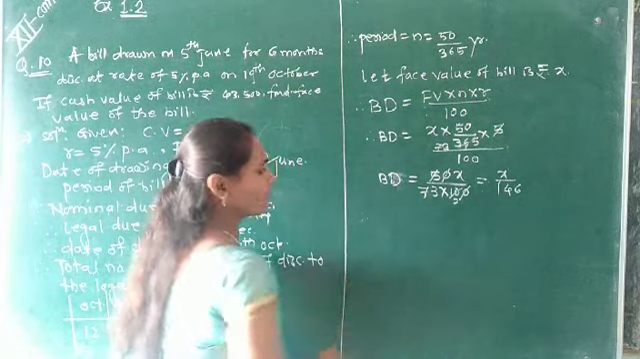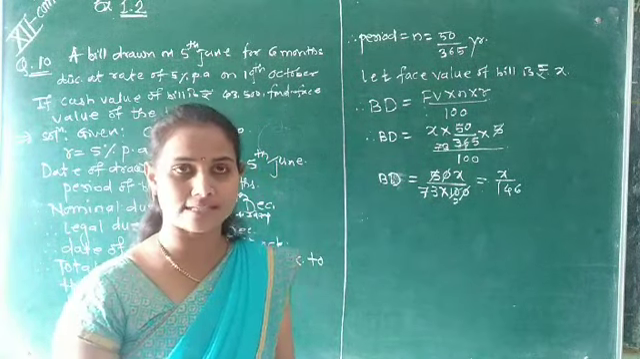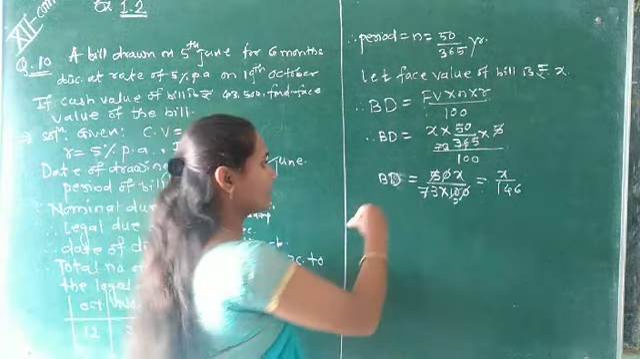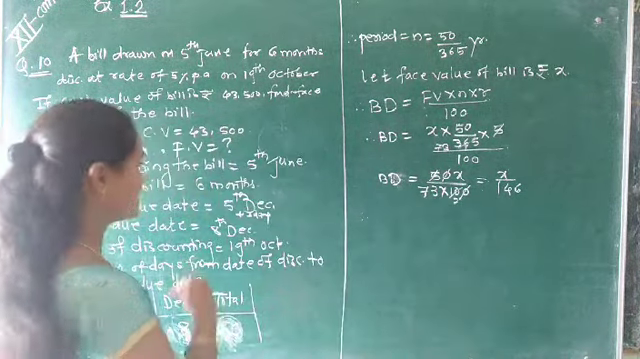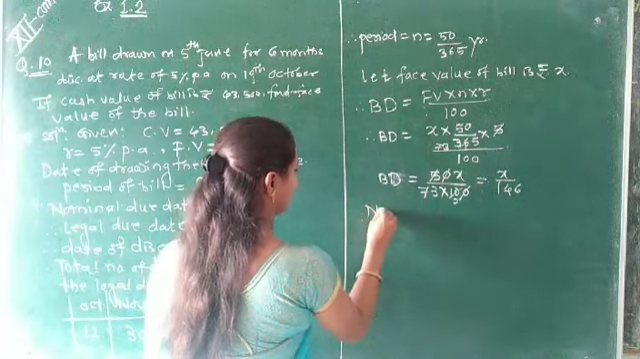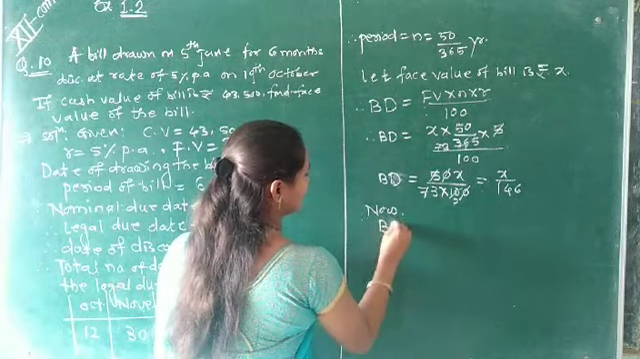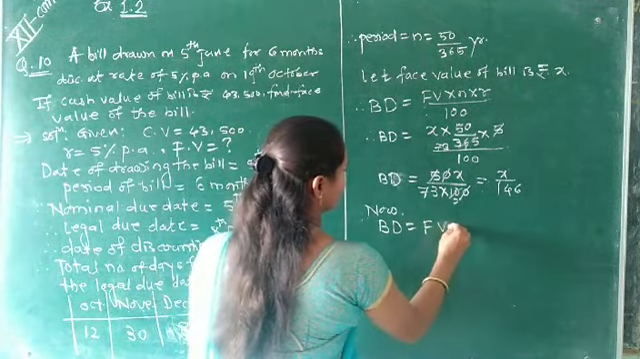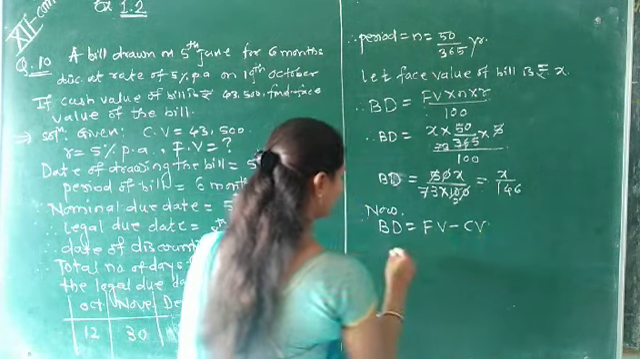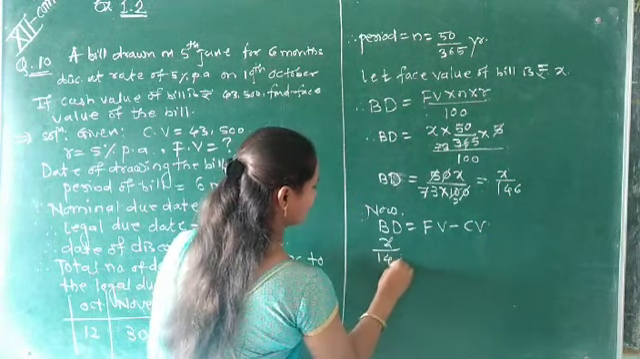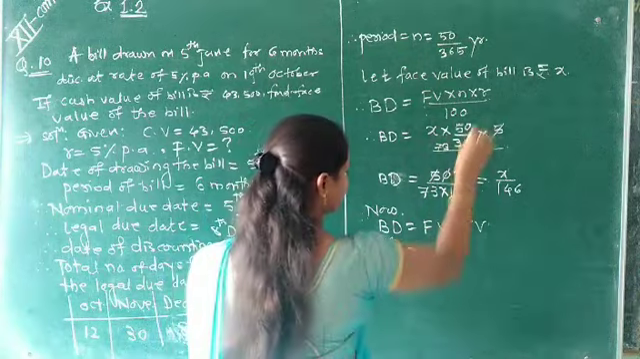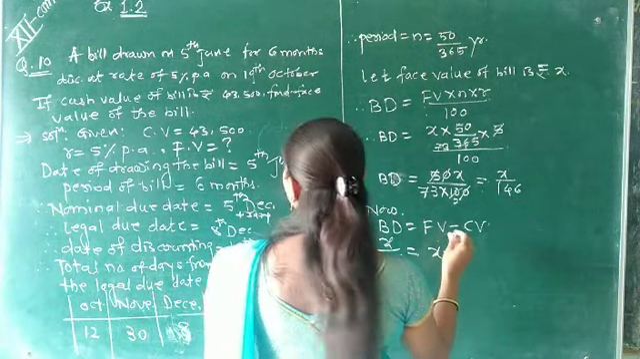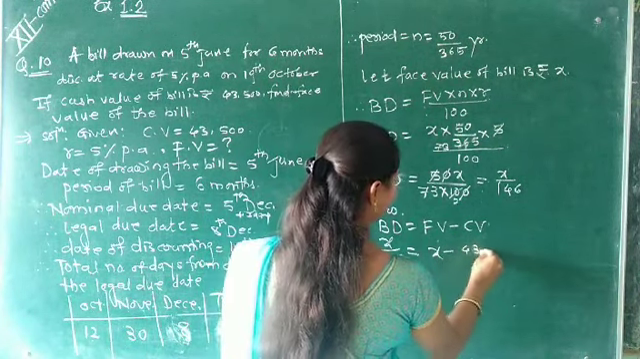Now we know the formula for BD, that is face value minus cash value. But here we found the value of BD and we know the value of CV. BD is equal to FV minus CV. And what is the value of BD? That is x upon 146, is equal to face value we consider, that is x, minus CV given, that is 43,500.